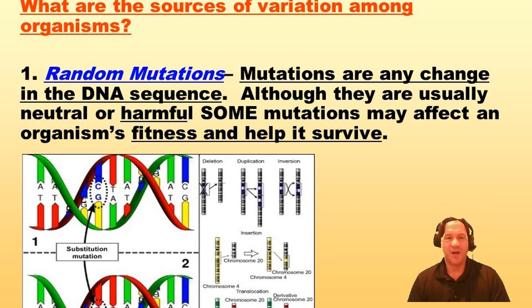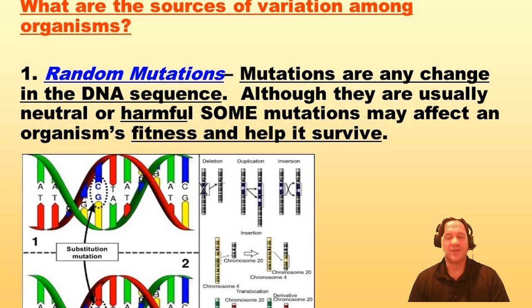So, number one, the first source of this genetic variation is random mutations. Mutations are any change or mistake in the DNA sequence following DNA replication. Now, although these are usually neutral or harmful, some mutations in the genetic code may affect an organism's fitness and actually help it to survive. It could give it an adaptation.